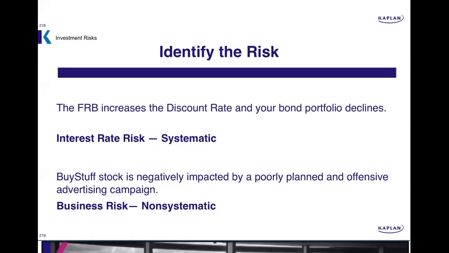The FRB increases the discount rate and your portfolio declines. Well, the discount rate is the only interest rate that is defined by the Fed. We will cover that in following units. This is a systematic risk that we cannot avoid. Buy Stuff stock is negatively impacted by a poorly planned and offensive advertising campaign. This is a type of business risk. This is non-systematic. This can be avoided.